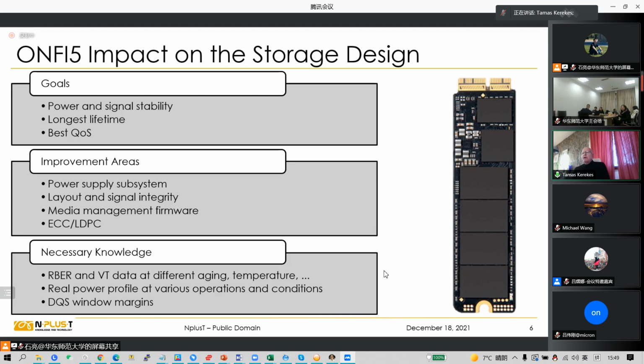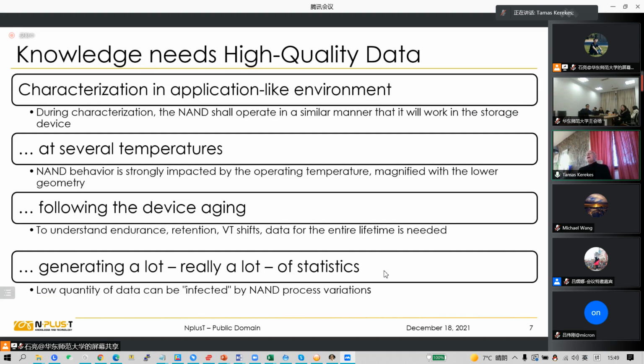Of course, you can do it if you have good knowledge. So you have to understand bit error rates and VT distributions, not only at the beginning of the lifetime, but during the entire lifetime, at the various temperatures, getting the power profile, various operations, various conditions, understanding the DQ margin windows. So you need a lot of knowledge. Go ahead, please. I always stress that this knowledge has to be based on high quality data. It's not only data, but high quality data.